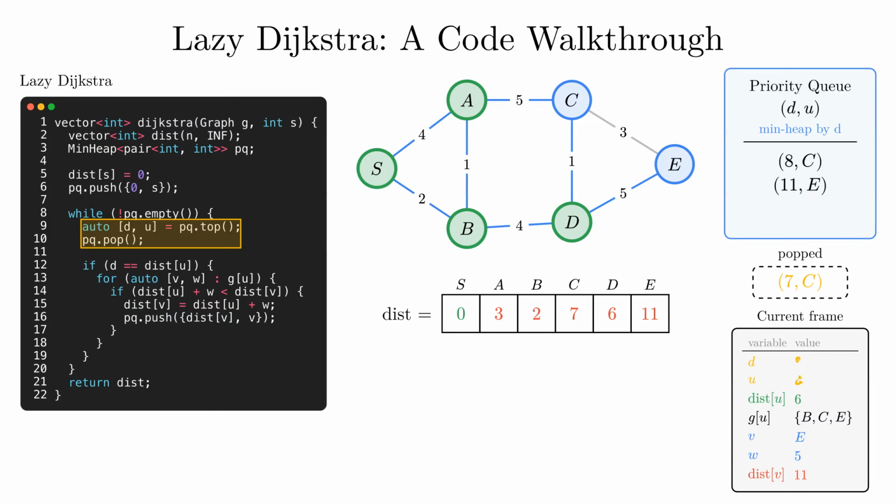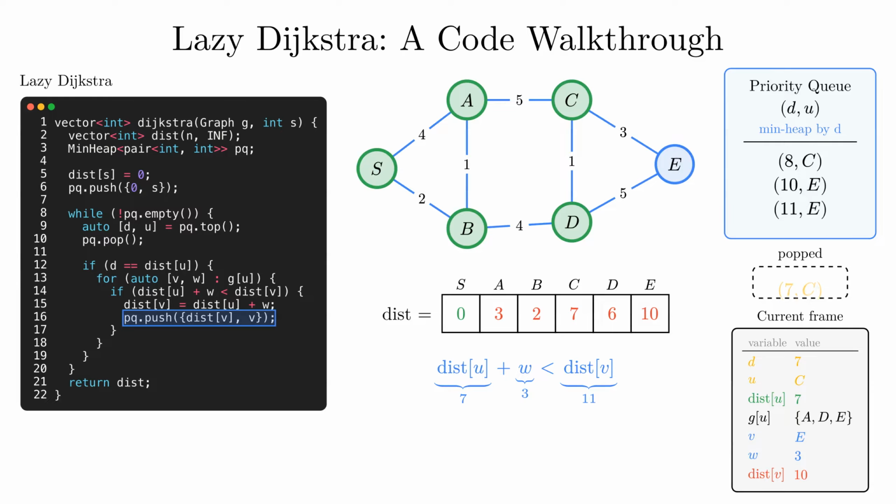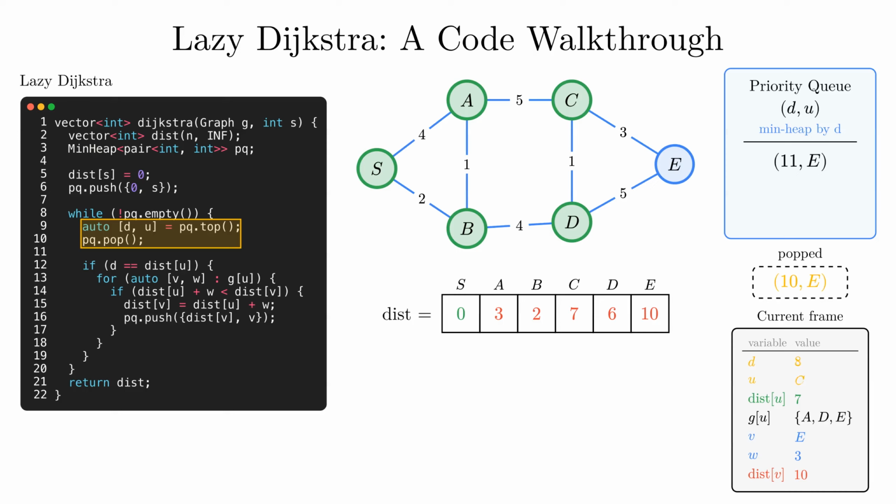7, C pops out. The pop distance matches C's distance in the distance array, so C is finalized at 7. From C, the edge to E costs 3. 7 plus 3 is 10, which improves E from 11 down to 10. 8, C is stale, because C is already finalized at 7. Skip it. 10, E is next, so E is finalized at 10. Both of its neighbors are already finalized, so nothing improves. One last stale pair, 11, E, is thrown away, and the queue is finally empty.